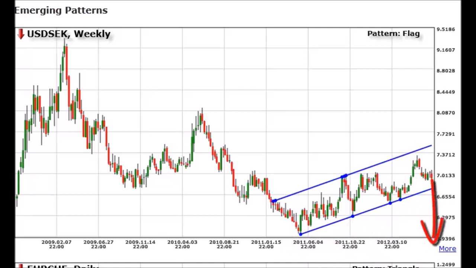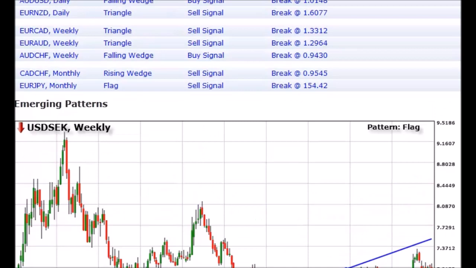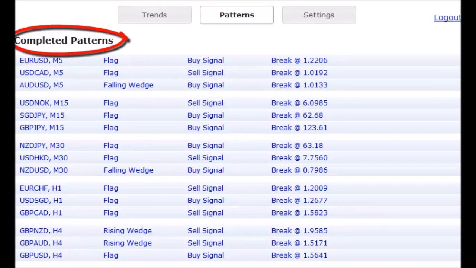When the price breaks through the trend line, it's likely to continue in the same direction. So you can enter the orders just above or below the trend line depending on the overall trend. These are emerging patterns, and here's something special: the history of completed patterns updated in real time.